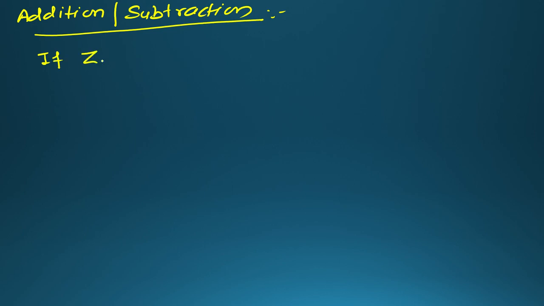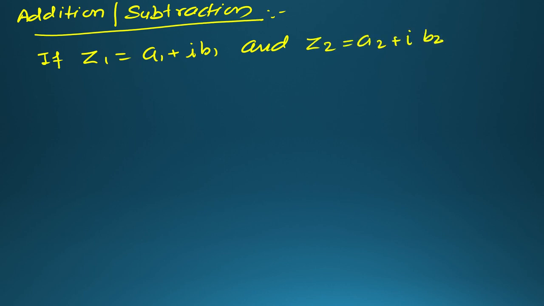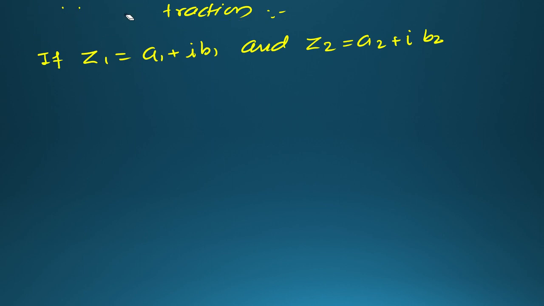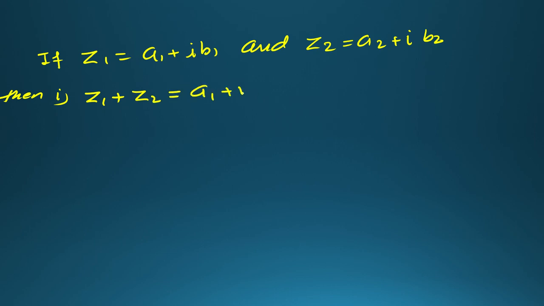If Z1 is equal to A1 plus iB1 and Z2 is equal to A2 plus iB2 be any two complex numbers. Okay, I'll try to complete all the things in one go, so I'll remove this. I'll take these two complex numbers for all the calculations. Then the first part, addition, Z1 plus Z2. What will it be? It will be A1 plus iB1 plus A2 plus iB2.